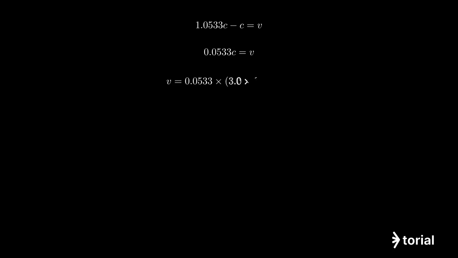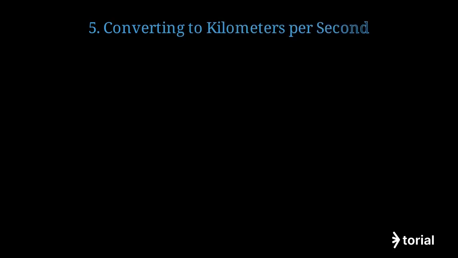Now we substitute the speed of light. v equals 0.0533 times 3.0 times 10 to the 8 meters per second. Calculating this gives v equals 1.60 times 10 to the 7 meters per second. Let's also express this velocity in kilometers per second for clarity. Converting, 1.60 times 10 to the 7 meters per second equals 16,000 kilometers per second.